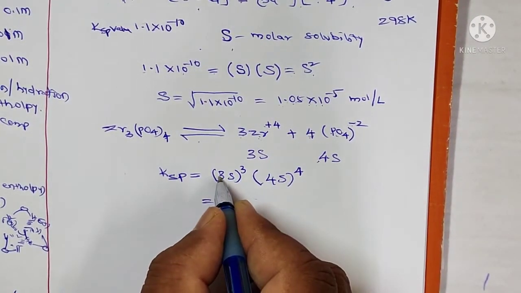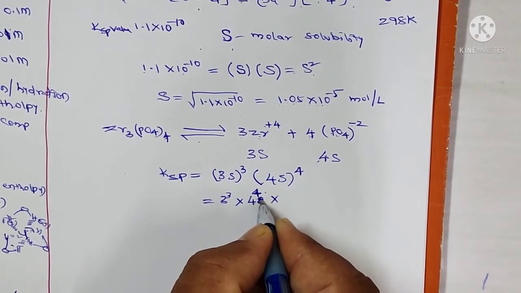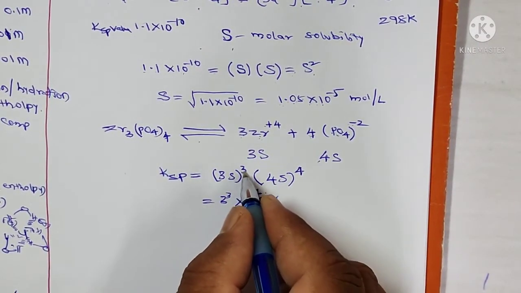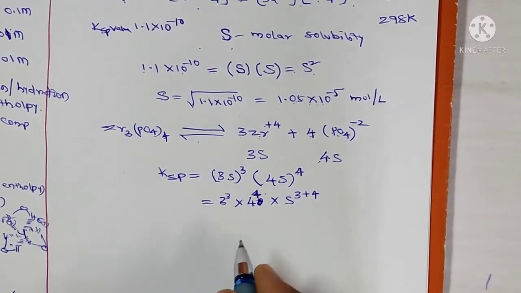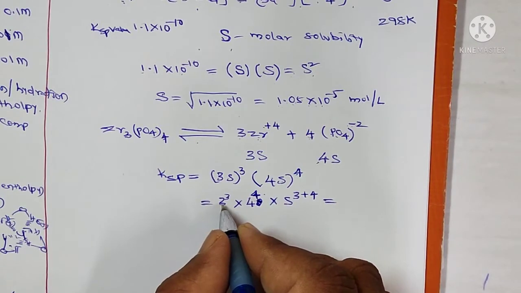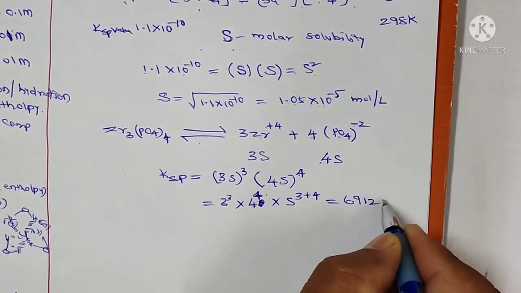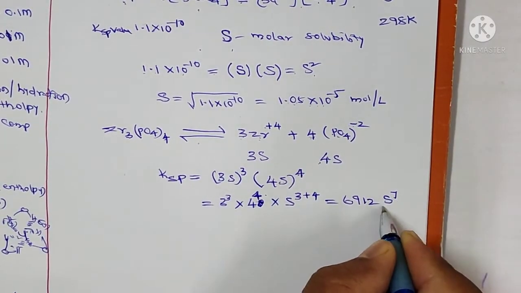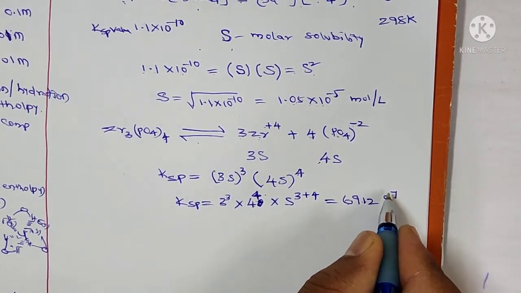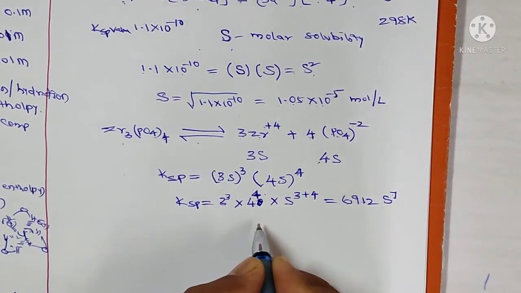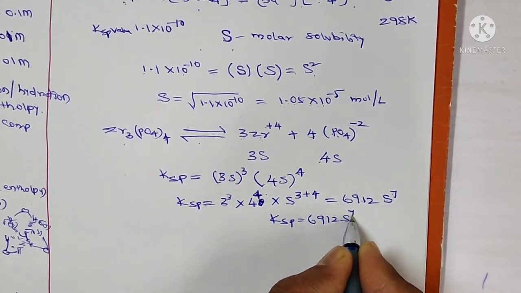Then we can write 3 power 3 into 4 power 4 into s to the power of 3 and s to the power of 4. So s to the power of 3 plus 4. So it is equal to 3 power 3 into 4 power 4. The value is 6912. S power 7, 3 plus 4, 7, S power 7. So KSP is equal to 6912 S power 7. So for that zirconium phosphate, the solubility product KSP is equal to 6912 S to the power of 7.